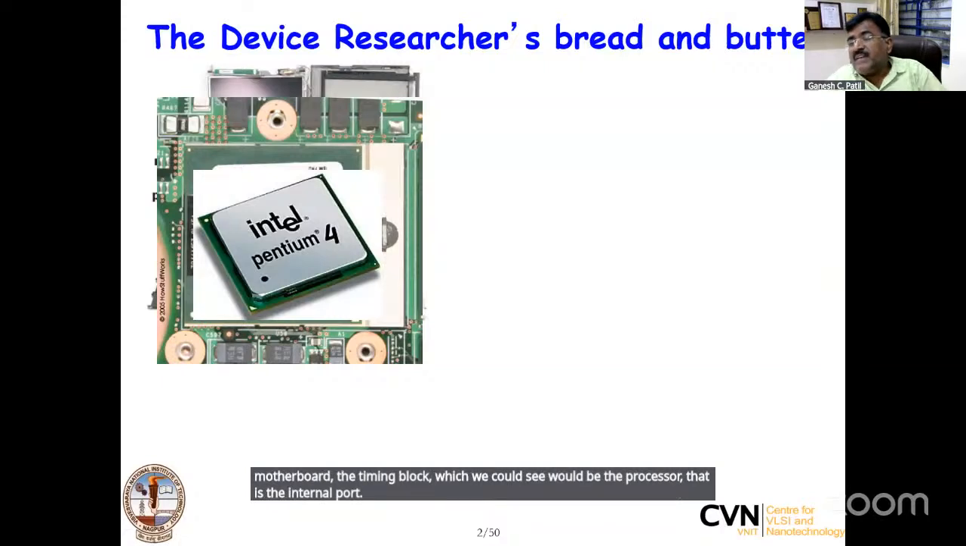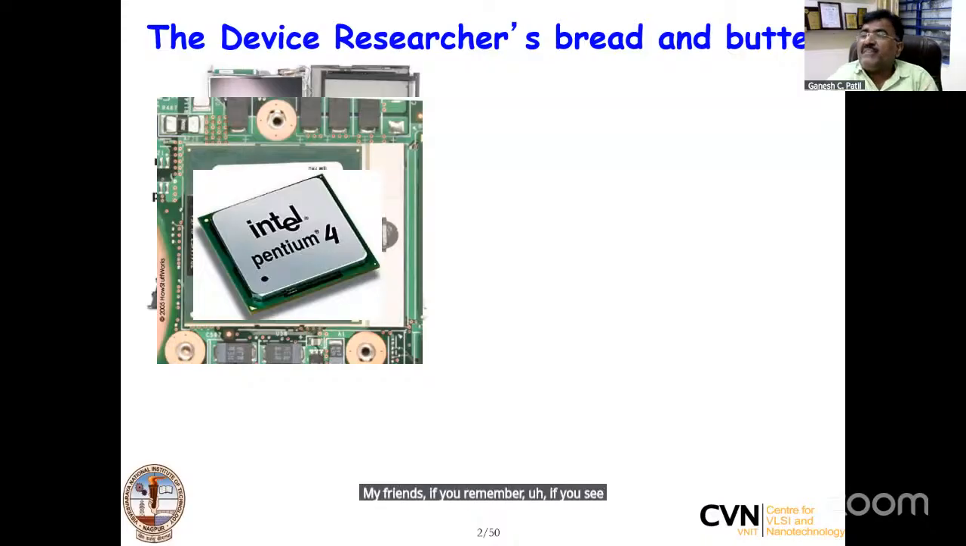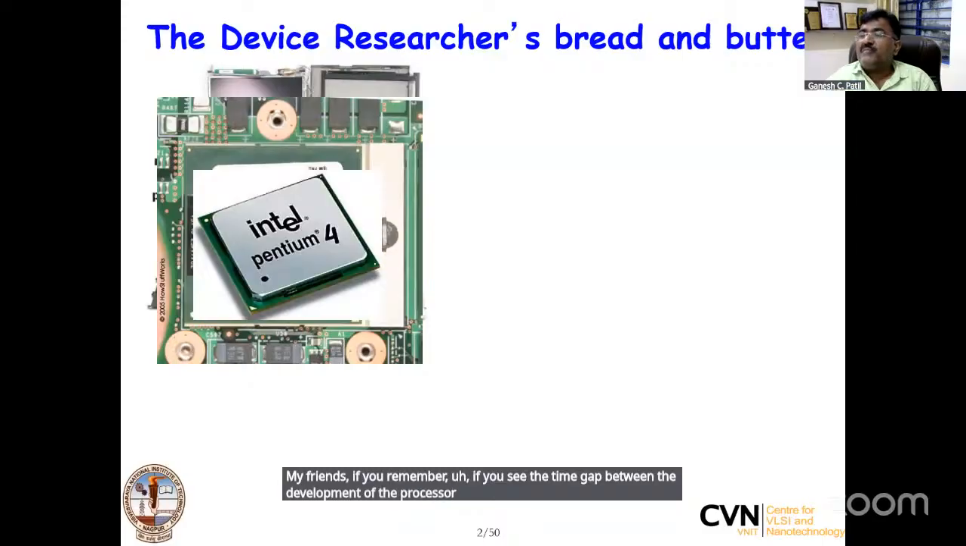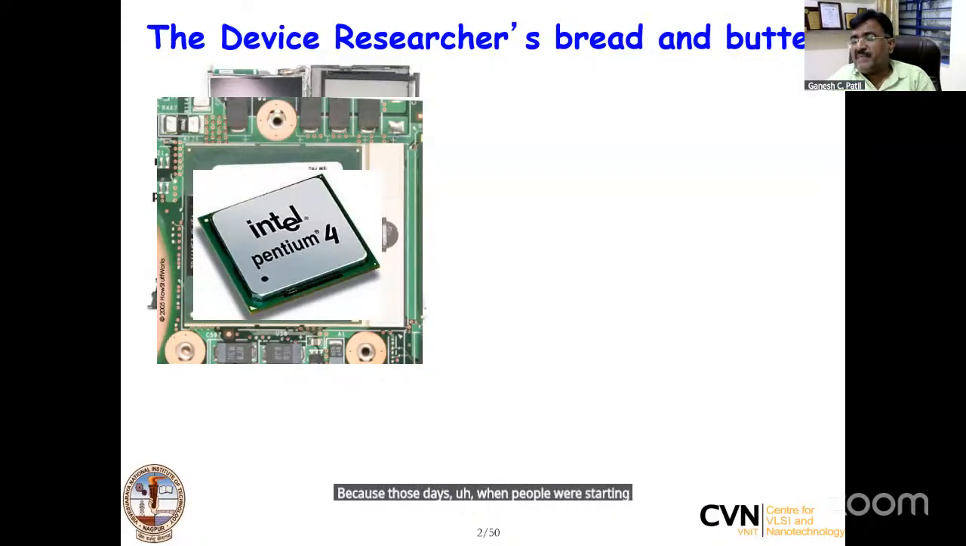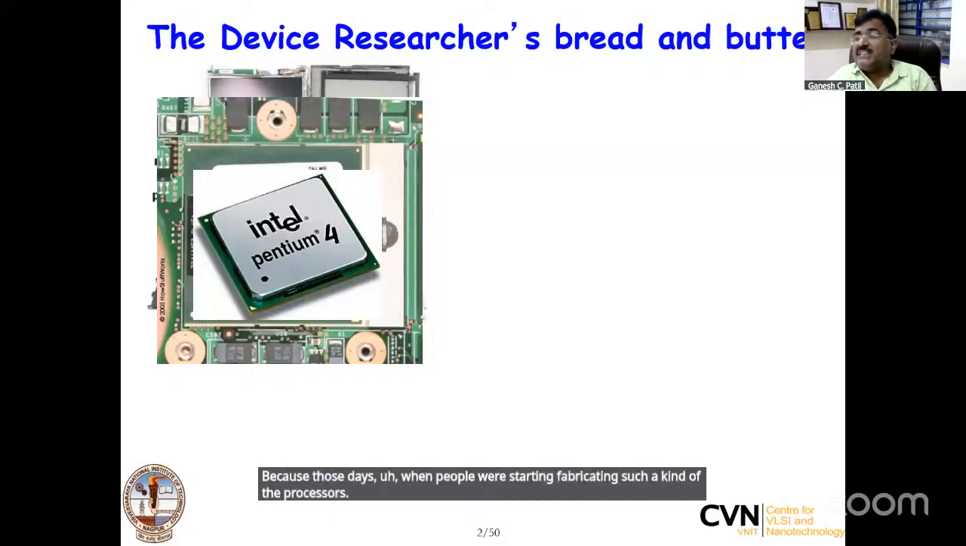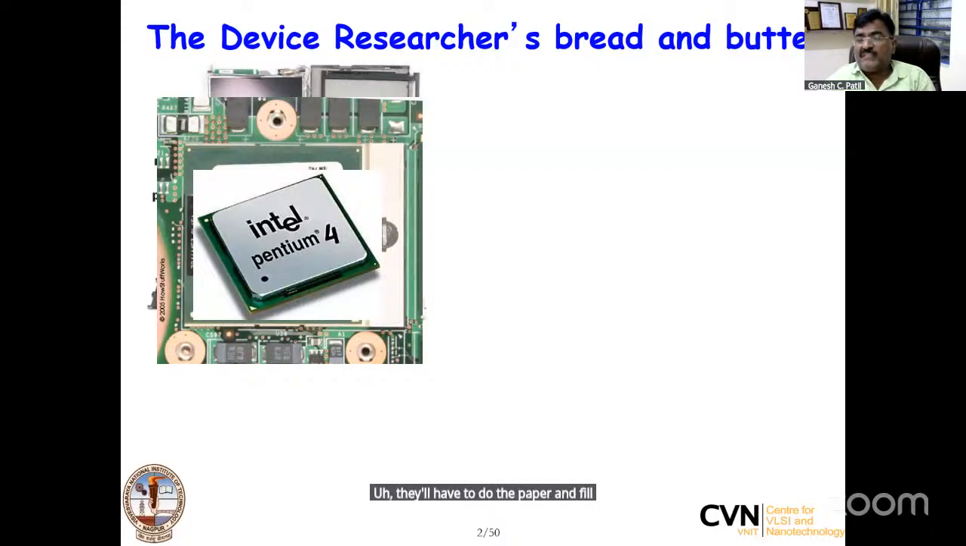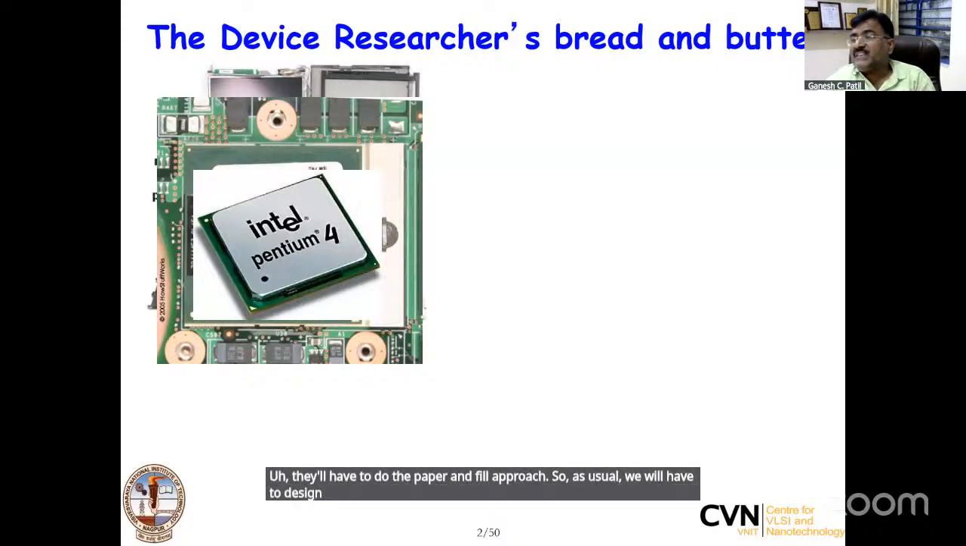If you see the time gap between the development of processors, when we talk about the 4-bit processor like the 4004 and the 8080 or 8085, the time gap between the development of these processors was around 4 years. Because in those days, when people started fabricating such processors, they had to follow a paper and pencil approach. We had to design a digital logic circuit on paper, then put it on a breadboard, then connect it with single-strand wires. After all this, they had to send it to the foundry for tape out.